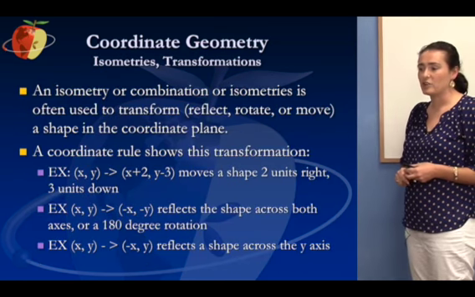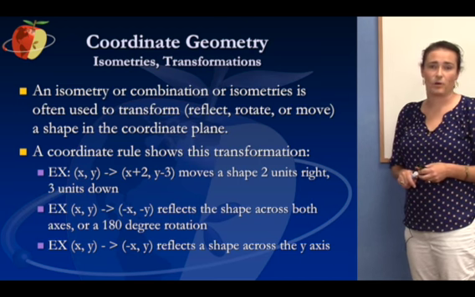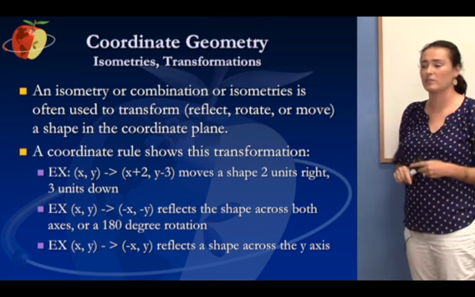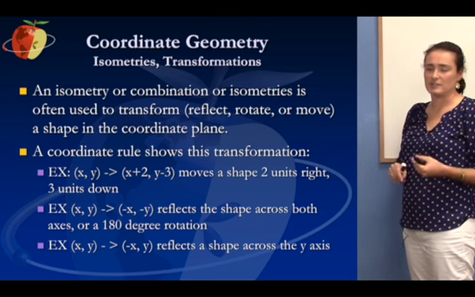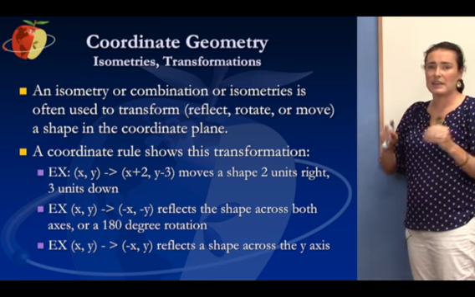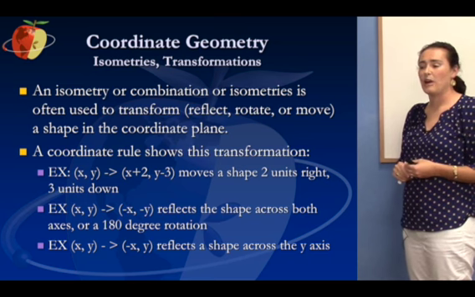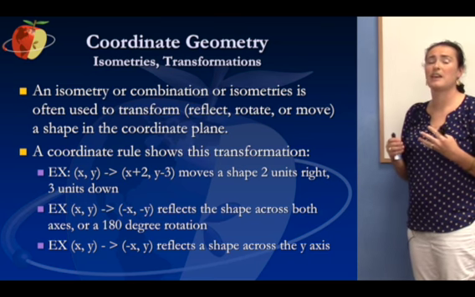An isometry, or combination of isometries, is often used to transform a shape in the coordinate plane. And by transform, we mean rotate, reflect, or just shift or move. So here's an example. A coordinate rule shows a transformation. Every x, y point is getting mapped to the x value plus 2 and the y value minus 3.